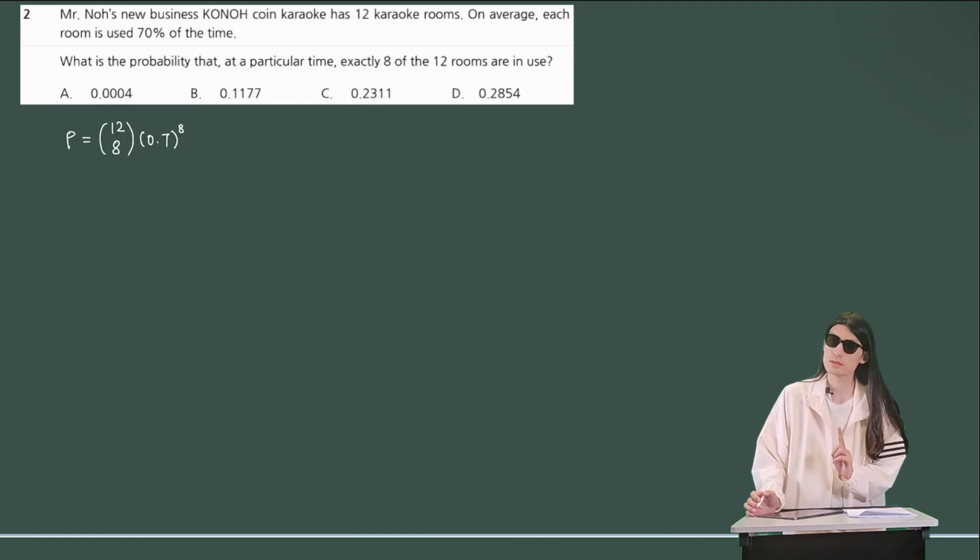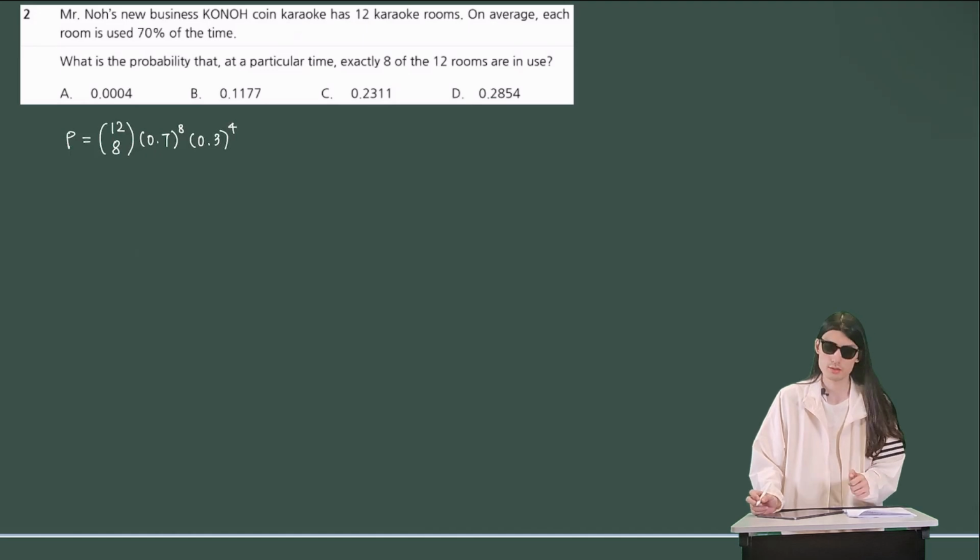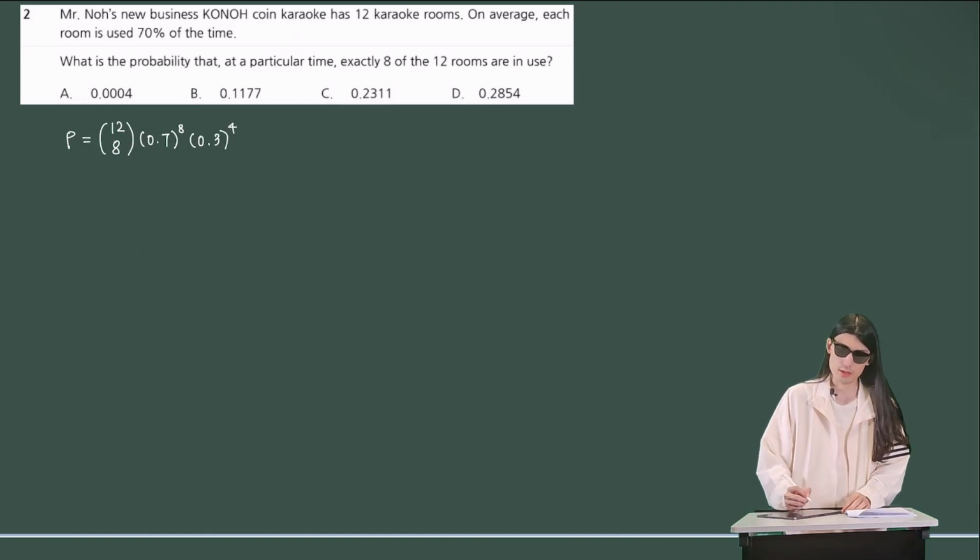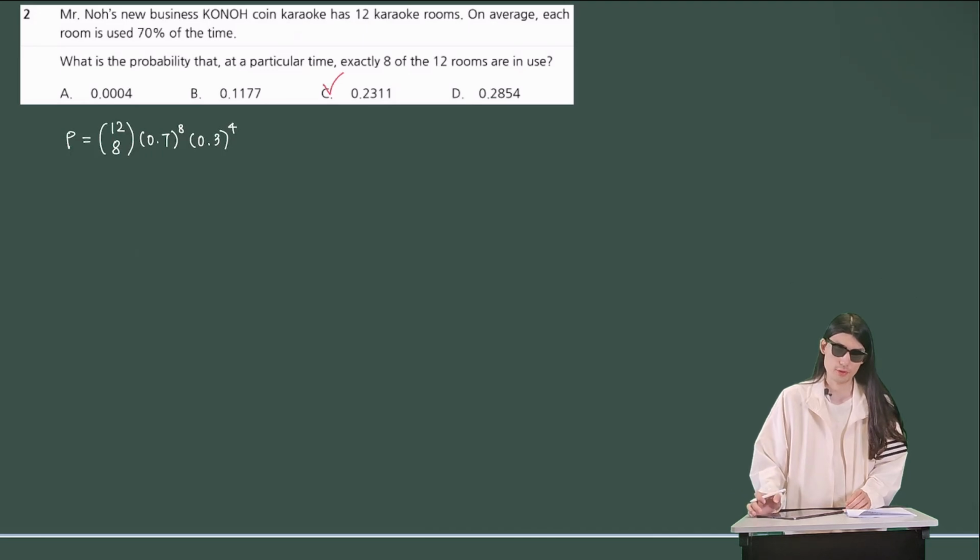In contrast, the other 4 out of 12 rooms are then not in use, and the probability that a particular room is not in use is 1 minus 0.7, or 0.3. You raise that to the power of 4 because 4 out of the 12 rooms are not in use. Put that in the calculator. 0.2311 is your answer.